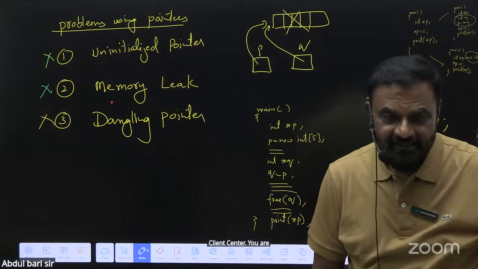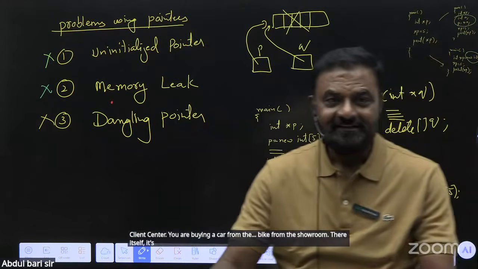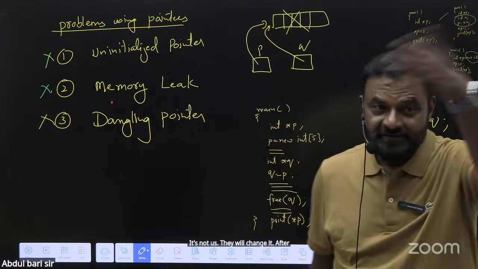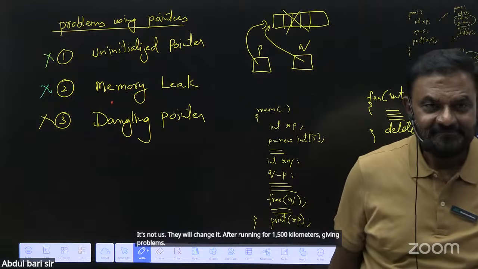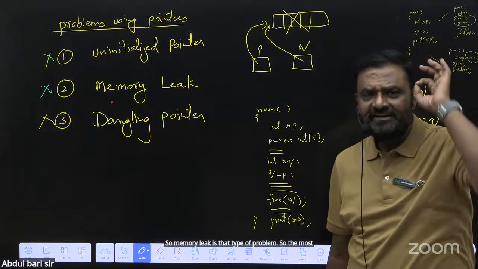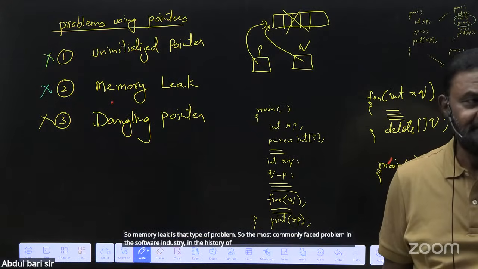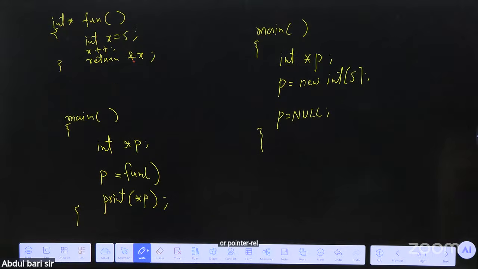It is like buying a bike from the showroom, and it's not starting there itself. They will change it. But after running for 1000, 1500 kilometers, it gives a problem. Memory leak is that type of problem. So the most commonly faced problem in the software industry, in the history of the software industry, is the memory leak problem or pointer related problem, you can say.